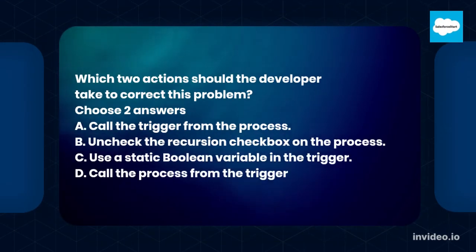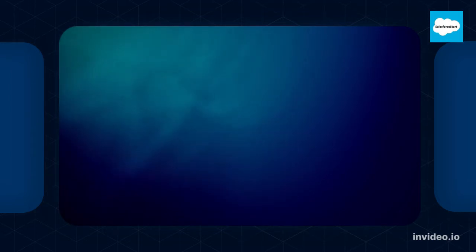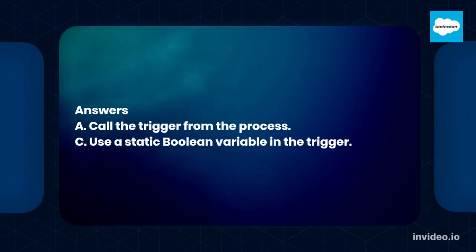Which two actions should the developer take to correct this problem? Choose two answers. A. Call the trigger from the process. B. Uncheck the recursion checkbox on the process. C. Use a static Boolean variable in the trigger. D. Call the process from the trigger. Answers. A. Call the trigger from the process. C. Use a static Boolean variable in the trigger.